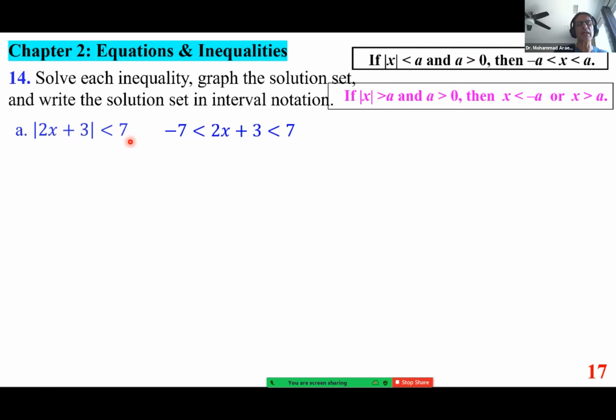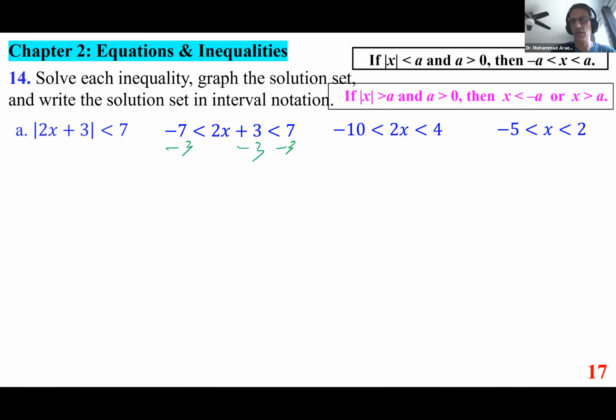If this number is negative, an absolute value less than a negative number can't happen, because absolute value in the worst case scenario is equal to 0. Therefore, if it's negative, no solutions. Since it's positive, we make it like so. We are going to move the 3. And we're going to divide all sides by 2. And this is the final solution.